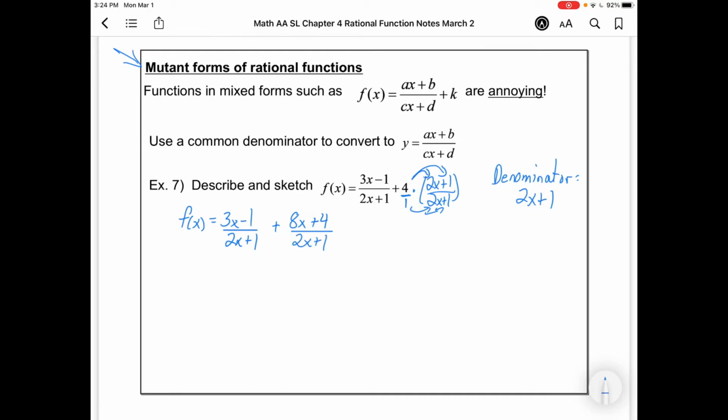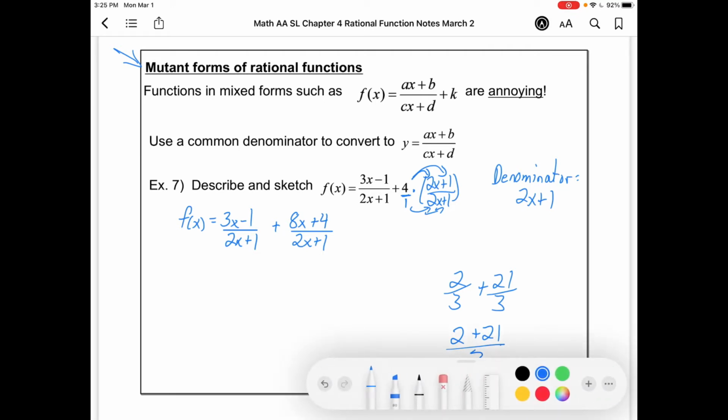If I want to show all the little steps here, just like when you have 2/3 plus 21/3, now we can just put it together and call it 23/3. You could also show that as, once we've got the same denominator, our numerators can just be added, or our tops can just be added.